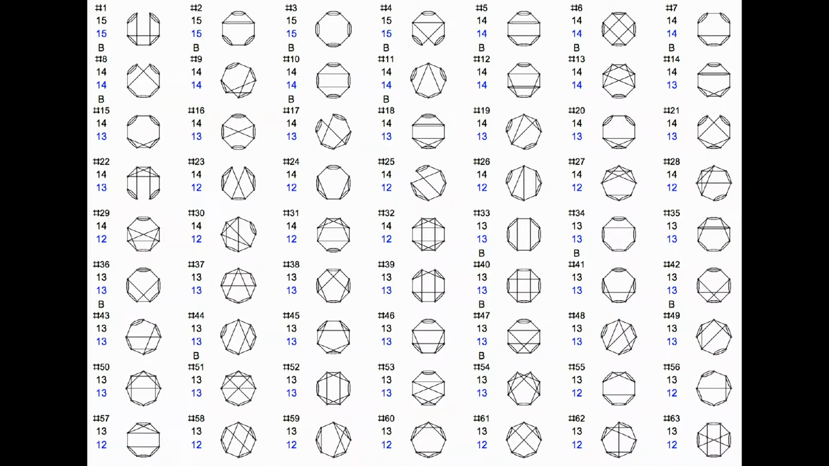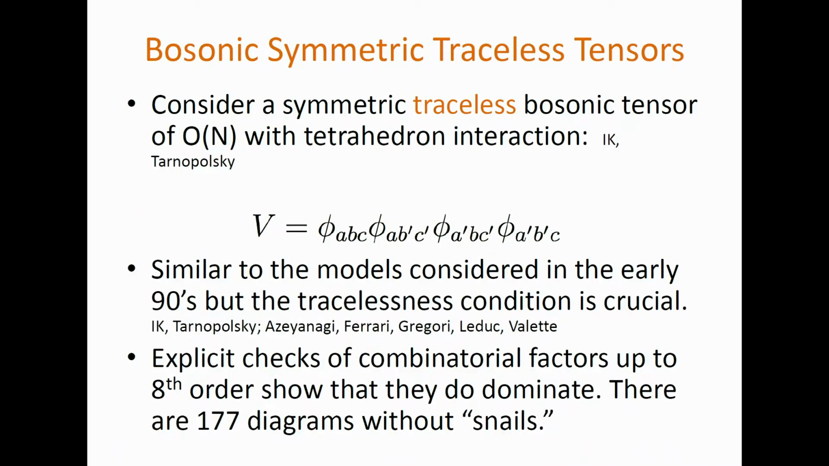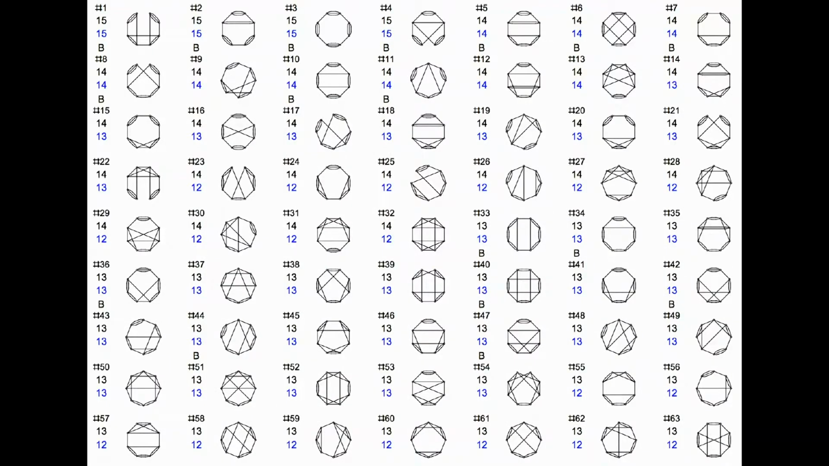This is the kind of thing that, if you're curious, you can see in our paper. In this case, there are 177 diagrams without snails. There is some reason why snails can be erased in this case. But just without snails, you have to evaluate 177 diagrams doing the full combinatorics of delta function contractions. It's certainly not something that's humanly possible. But these numbers here indicate the scaling of the power of N that you get, both in the O(n) cubed theory and in the theory with the traceless symmetric O(n) tensor.